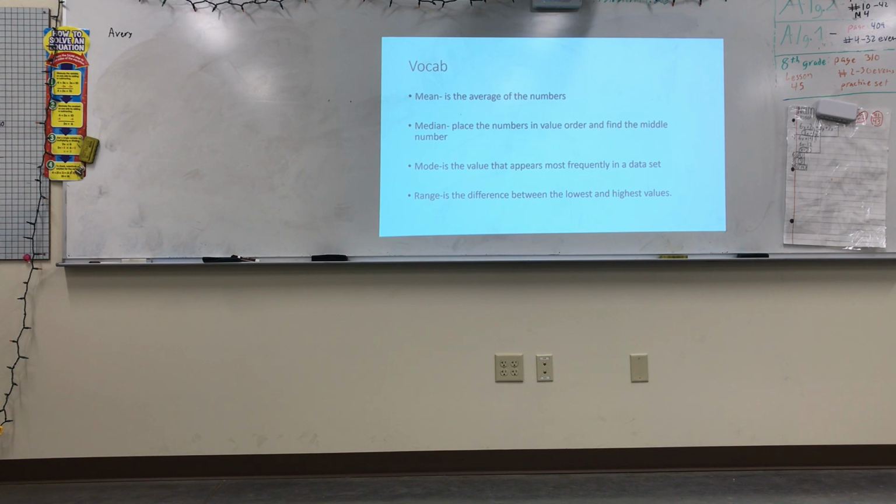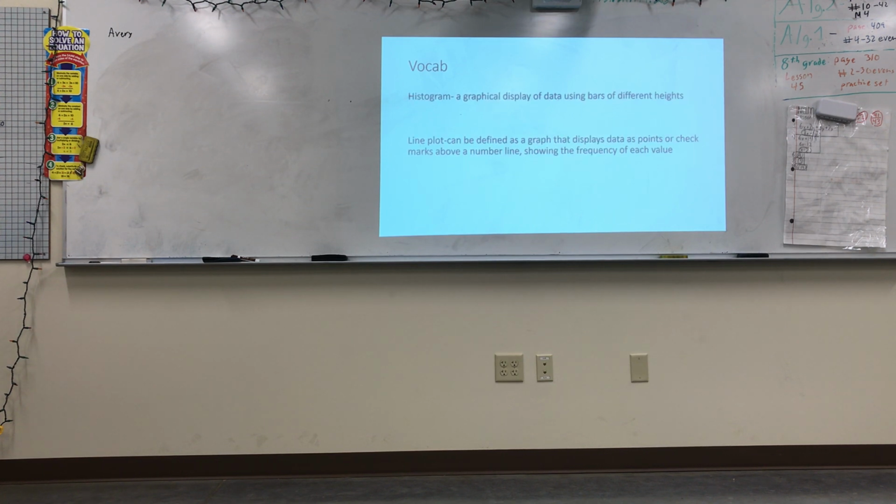Mode is the value that appears most frequently in a data set. So most occurring. Mode, most. Range is the difference between the lowest and the highest values. Histogram, a graphical display of data using bars of different heights. Line plots can be defined as a graph that displays data as points or check marks above a number line, showing the frequency of each value.